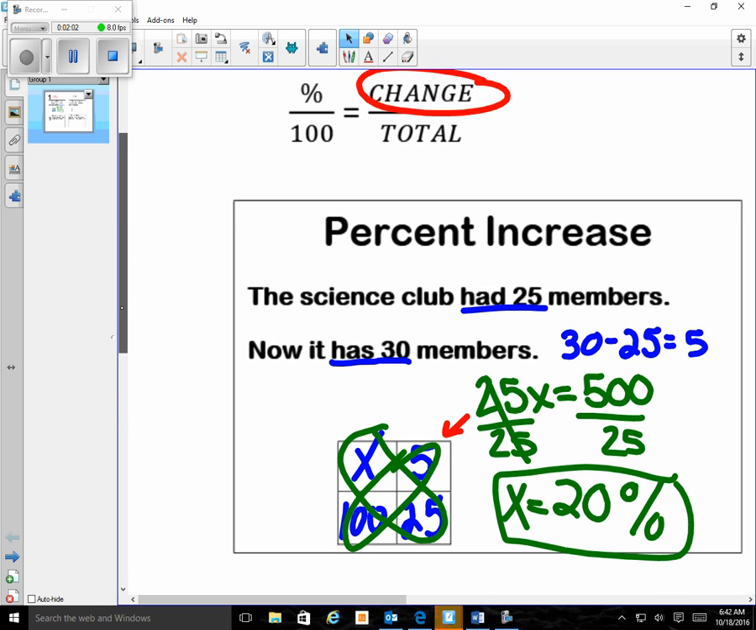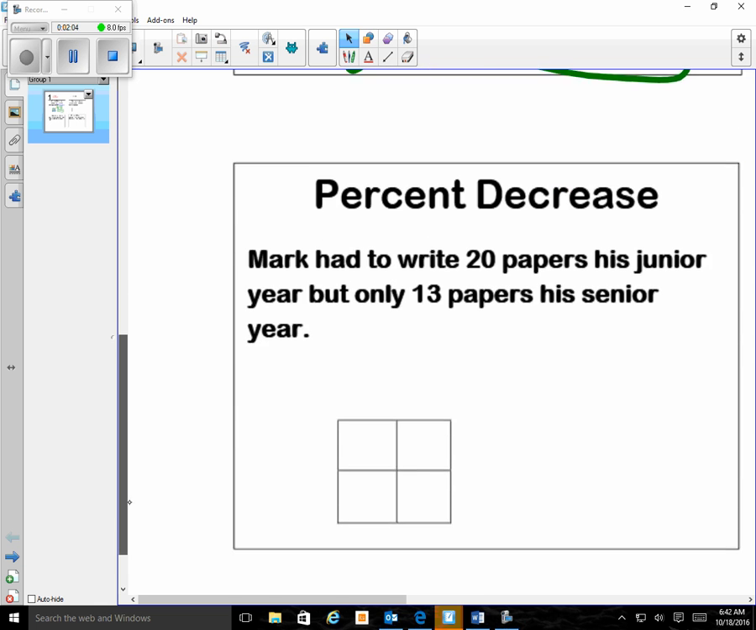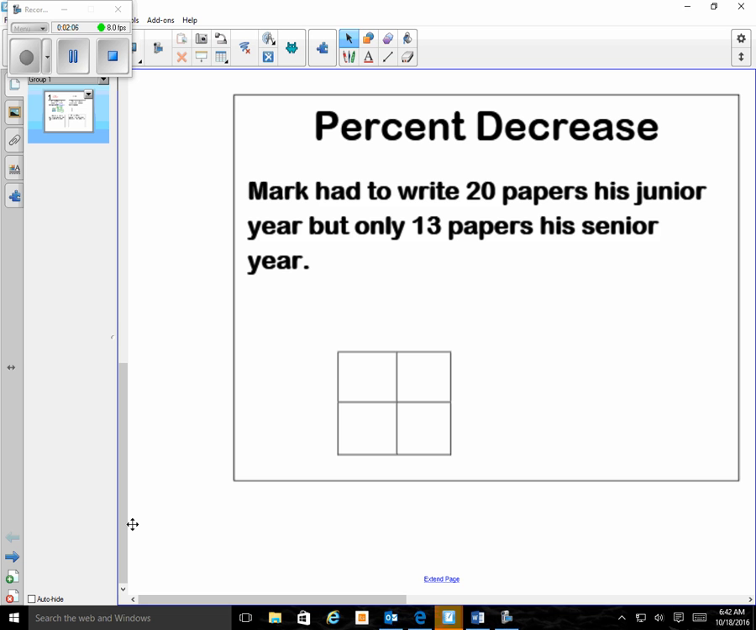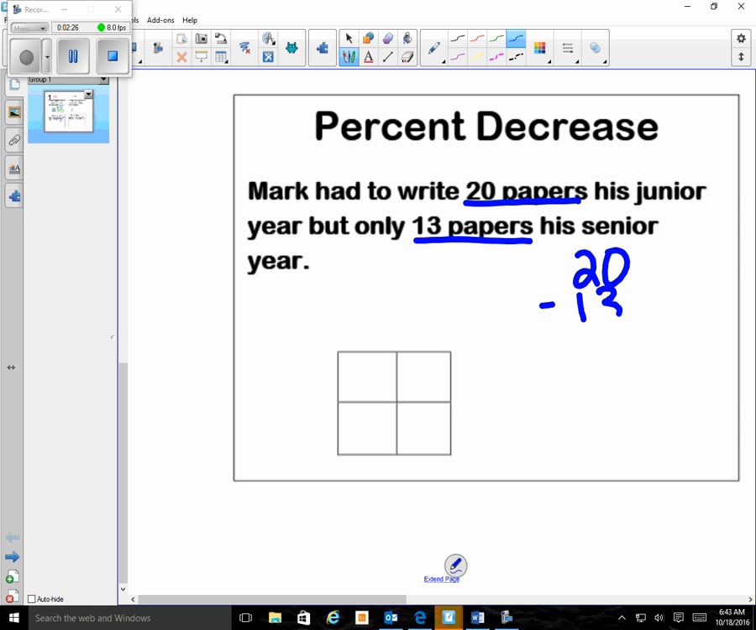So our other example is a percent decrease. Mark had to write 20 papers for his junior year, but only 13 papers his senior year. So his original was 20, and then his change was 13. So now we're doing a decrease. And so 20 minus 13 is 7. So his change is 7.